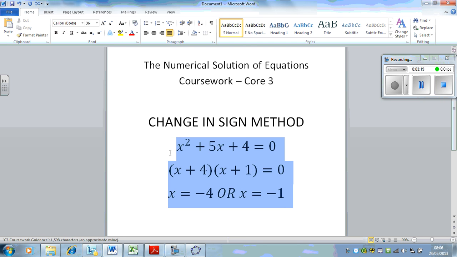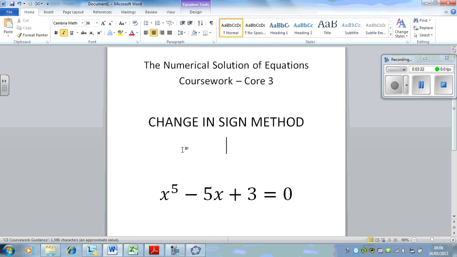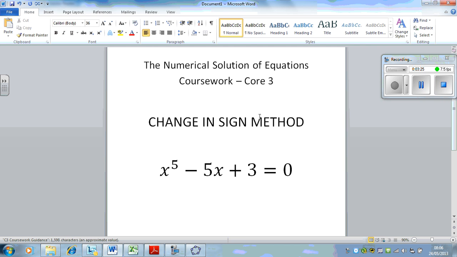So if we take this equation here, this is an example of a quintic equation because the highest power is 5. Now, we've got no way of solving this analytically in general. There are some quintics which you can solve analytically, but in general, we do not have the methods known to us at this stage where we can solve this equation analytically. So we've got to figure out a way in which we can approximate solutions to this using numerical methods. Now, the first method we're going to use is the change in sign method.